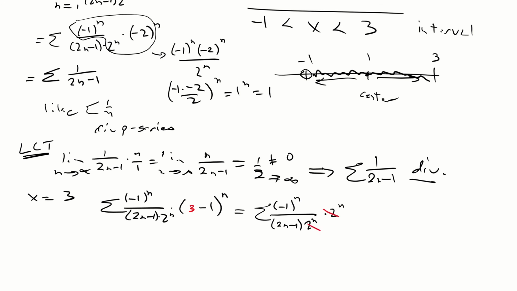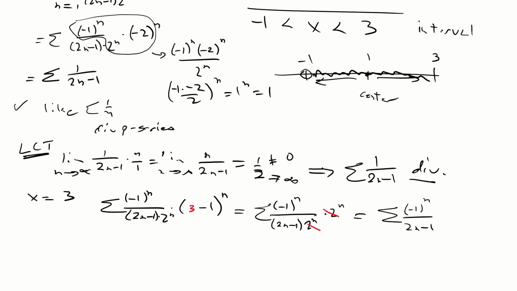Yeah, this is the tedious part. You think you're done, but you still have the little endpoints to mess with. It's worth a couple points. -1 to the n now over 2n minus 1. That typically happens. Either you get an alternating series or you don't have an alternating series. In the first endpoint, no alternating, but in this case it does alternate.